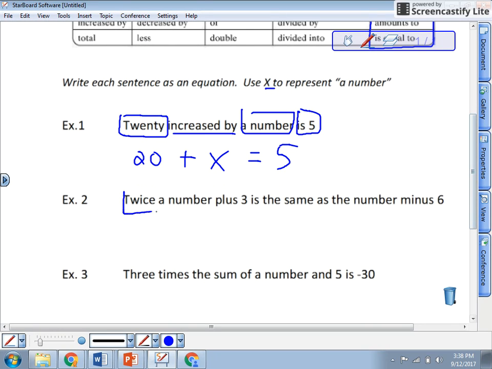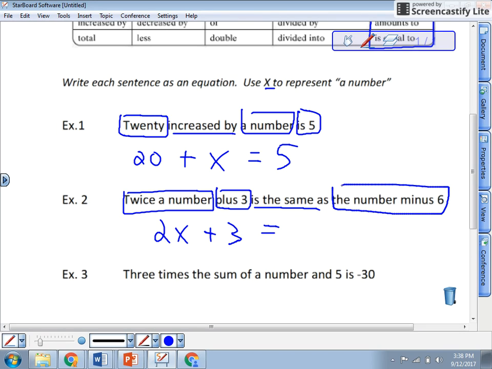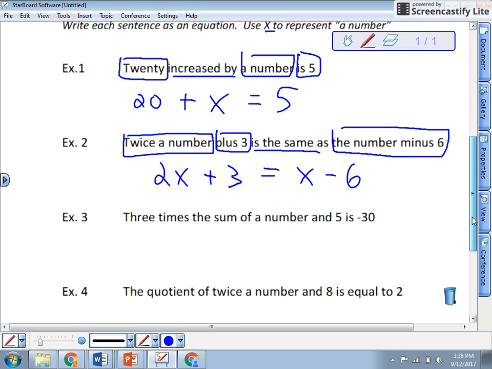Twice a number. Okay, twice, that means multiplication, and a number. So we just say 2X. All right, plus 3. There's our plus 3. Is the same as, let's make that clear, is the same as, that's another phrase for an equal sign that you'll see in the chart, the number minus 6. So we can say X minus 6. There's an equation, X on both sides, solve that.